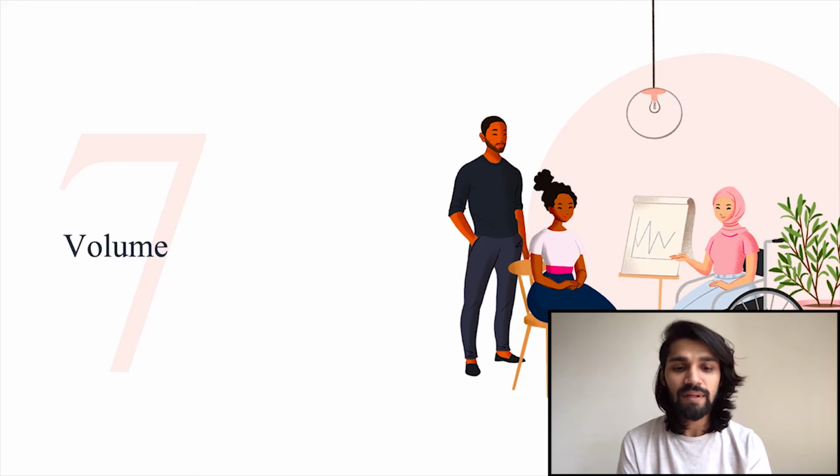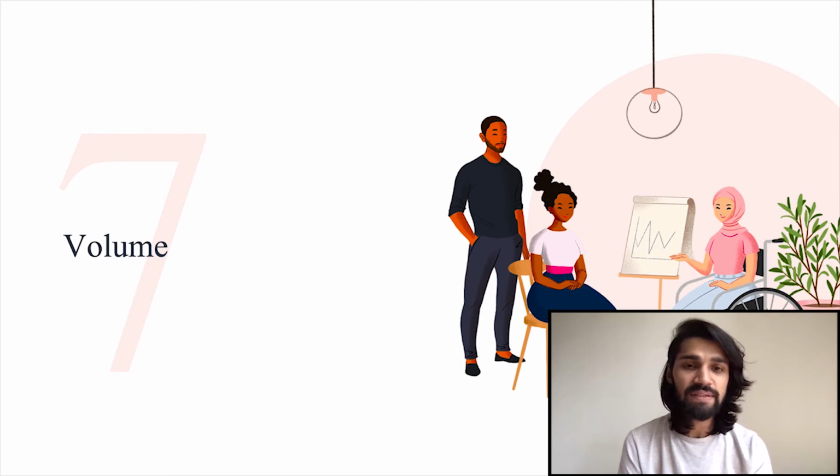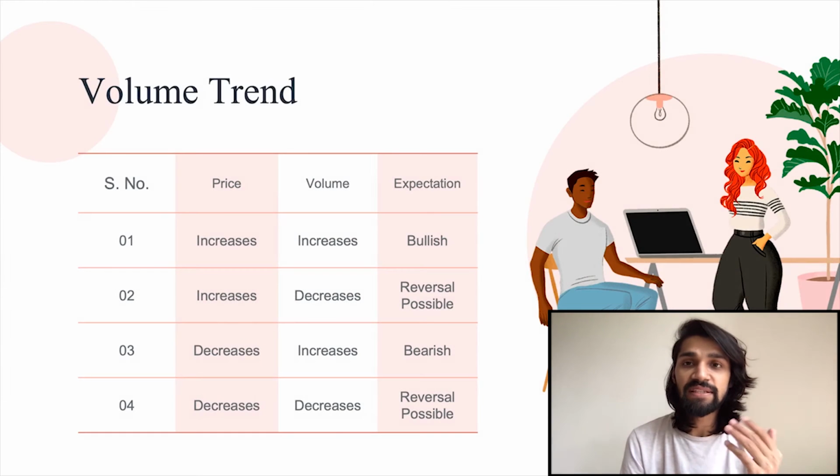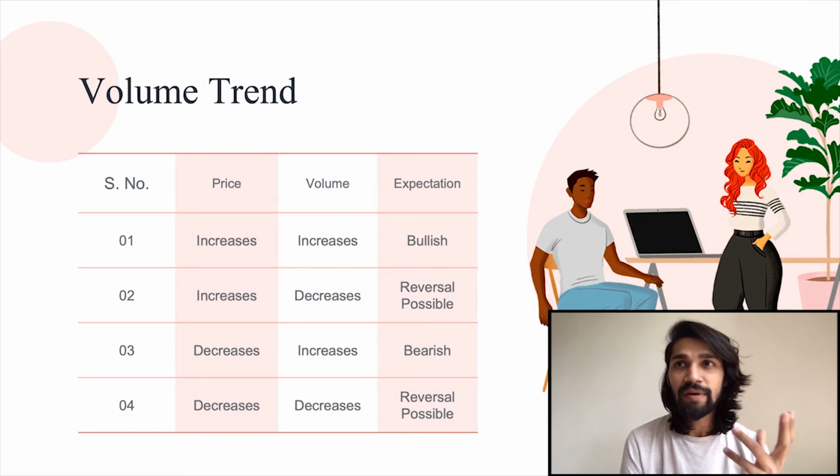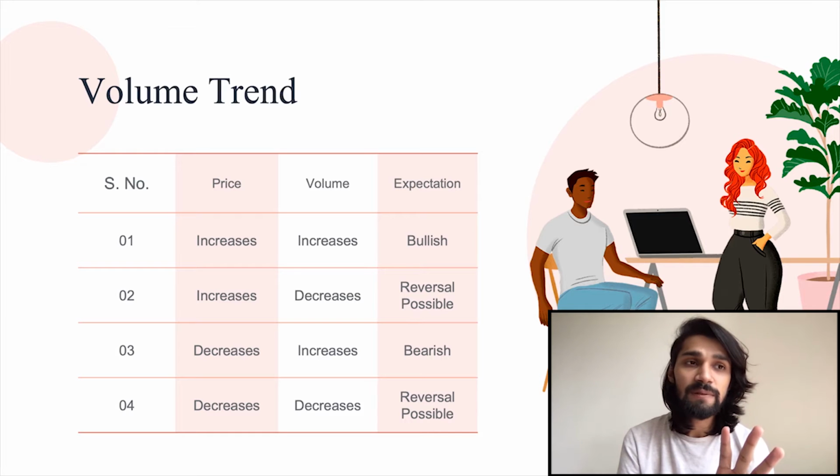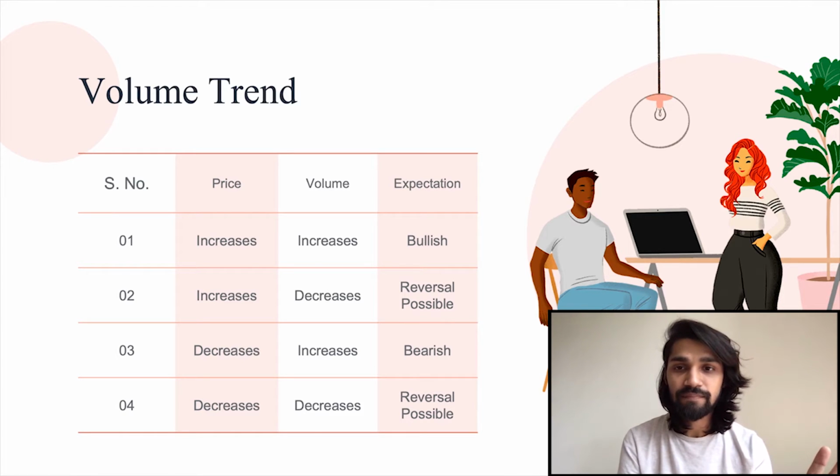So how do you make sense out of this? I have made a volume trend table which will help you understand this. If the price is increasing and the volume is increasing, your expectation should be that the trend right now is bullish. If the price is increasing and the volume is decreasing, a reversal is possible, but that's not sure. When a reversal is possible, you do not take a trade, right?